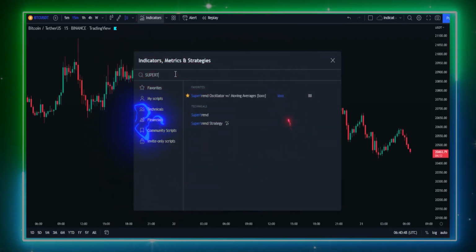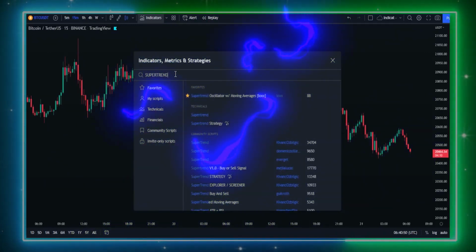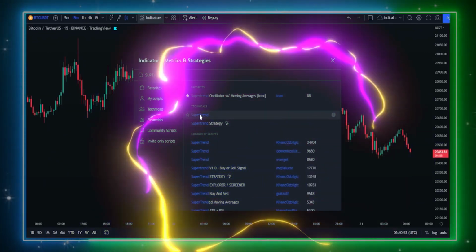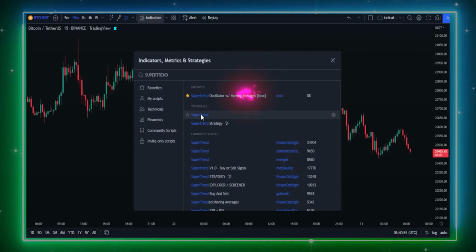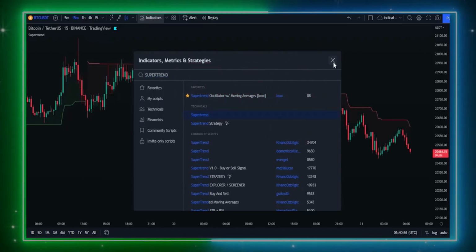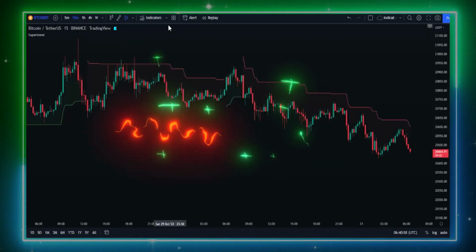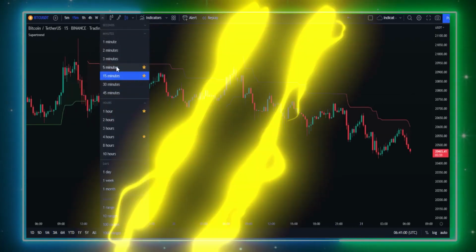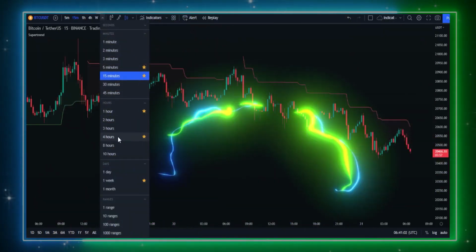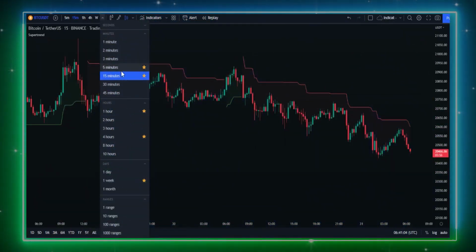In the indicators box, we type SuperTrend, then we choose this indicator, which is located under the technical section here. As we know, the SuperTrend indicator can be used on several frames, from a 5-minute to 4 hours or more, but due to the large number of trades on a 15-minute frame, let's choose it.